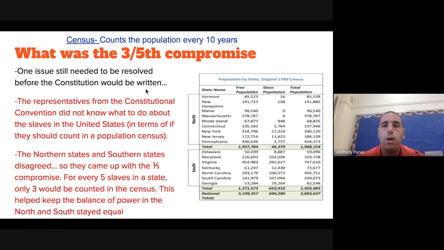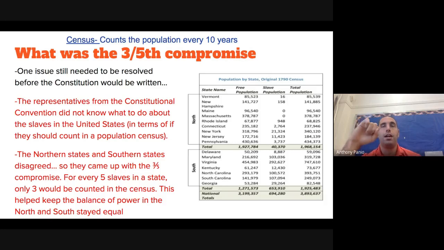All right, so one issue still needed to be resolved, and then we could finally write the Constitution. The representatives from the Constitutional Convention did not know what to do about the slaves in the United States. Now, we need to speak not as human beings in a second. We need to look at a government body. So I'm not really going to go into the morality of just counting someone as 3/5 of a person. Okay. Here's how it ended up working.